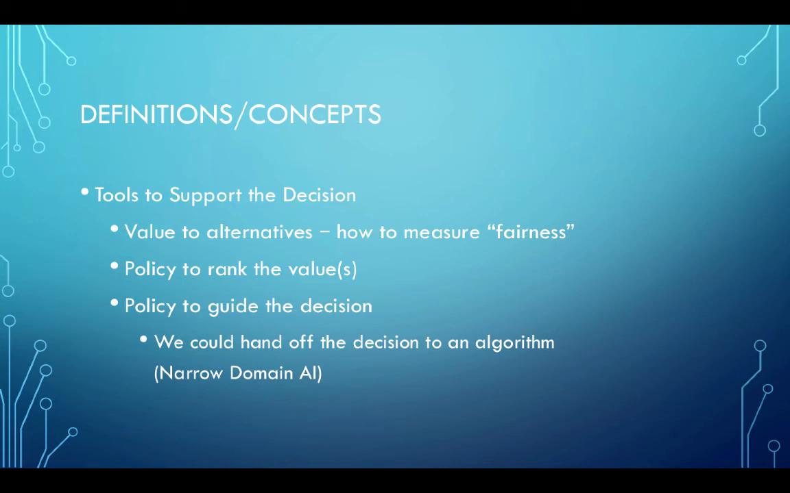We have to determine a policy to rank the values, and then a policy to guide the decision. Once that's done, we could conceivably hand the decision off to an algorithm, and that happens a lot in our daily lives. Using modern jargon, or at least cool-sounding jargon, that would be a narrow domain artificial intelligence. Examples of that you've all experienced, whether you know it or not.